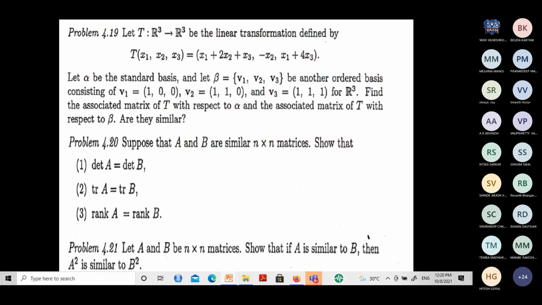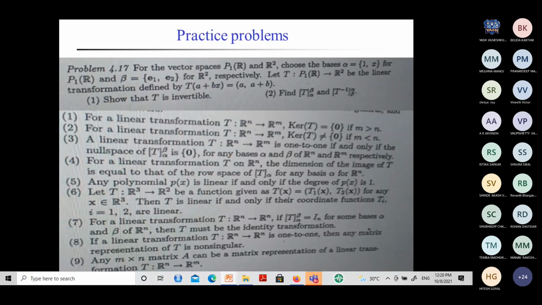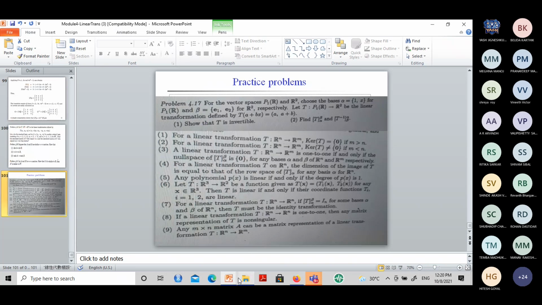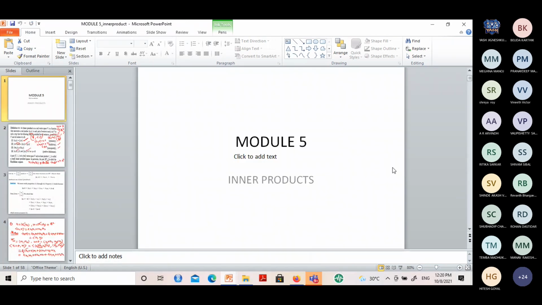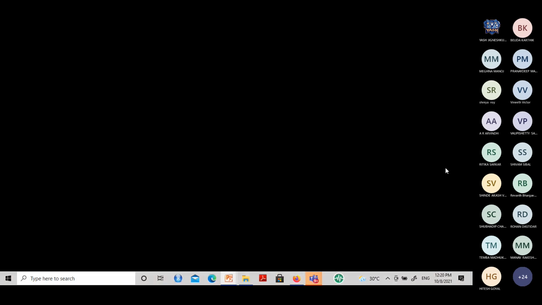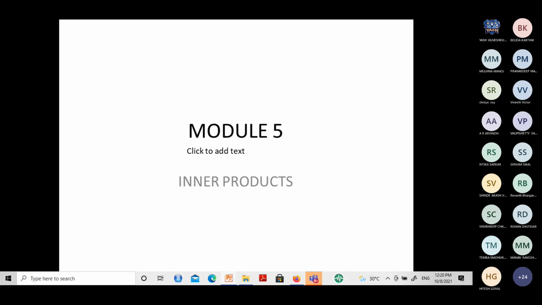All this you can do later in the tutorial session. We'll stop here and go to the next module. I'll just give an introduction to the next module. Module 5, inner products. Module 5 is inner product.